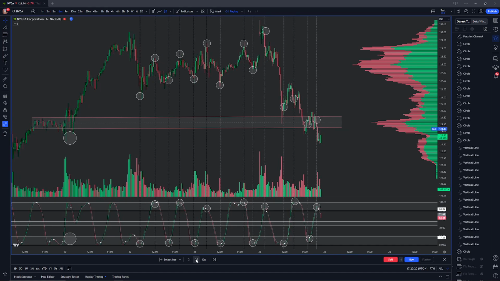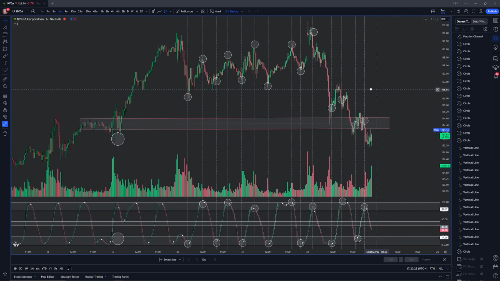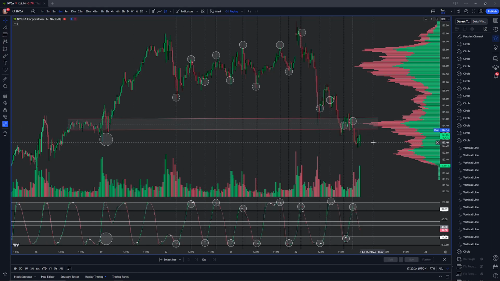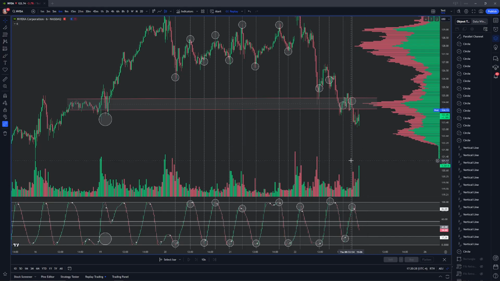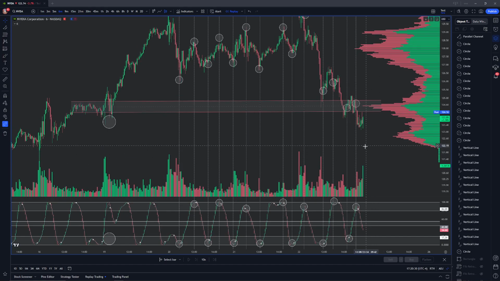So that's kind of how that ended out today. It ended up flushing through that supply or that demand zone right there, and it came up and tested it on hot volume, or on hot oscillation. So we'll see how that one ends up.